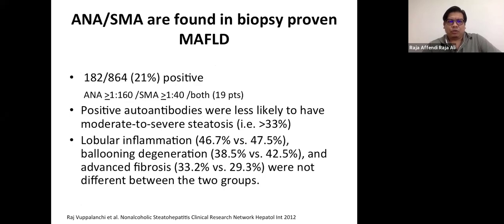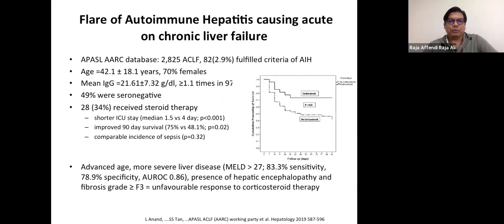It is also very important to make a note that ANA and SMA can be found in biopsy-proven MAFLD. You can see here that patients with positive autoantibodies are less likely to have moderate to severe steatosis, but lobular inflammation can be present in up to 0.5% of the patients. Again, ballooning degeneration and advanced fibrosis were not different between these two groups.